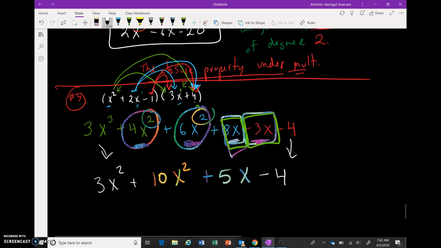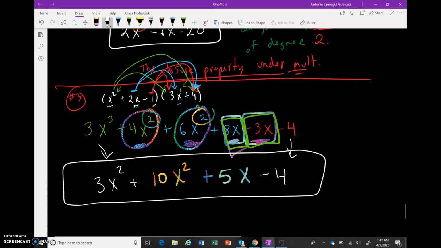Really, when you multiply your polynomials together, you take it step by step. You do first x squared, then you do 2x, then negative 1 into every single term of the other binomial, and you get this beautiful looking polynomial. Again, when we multiply polynomials, we get polynomials, so it's closed. Let me double check my answer. 3x cubed plus 10x squared plus 5x minus 4. Yep, that's correct. So now we're at 14 minutes.